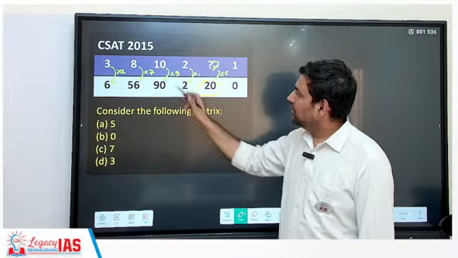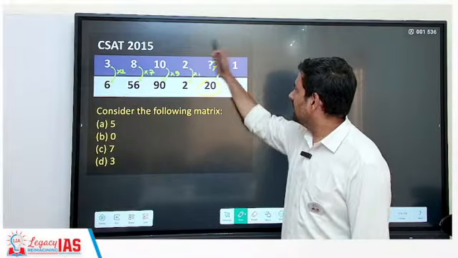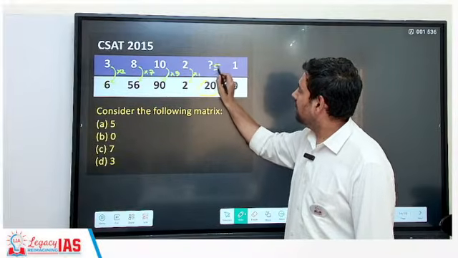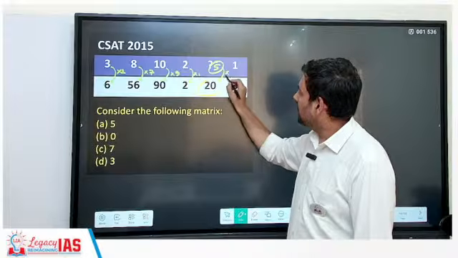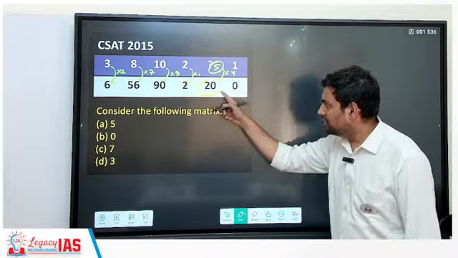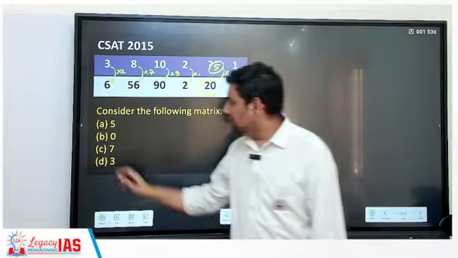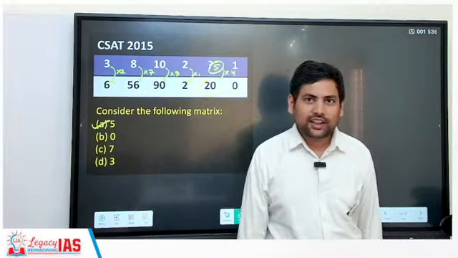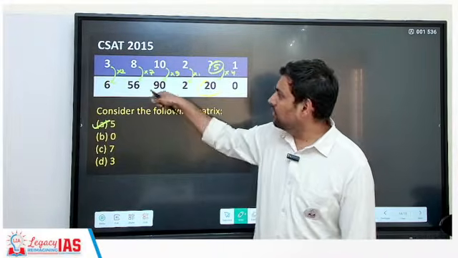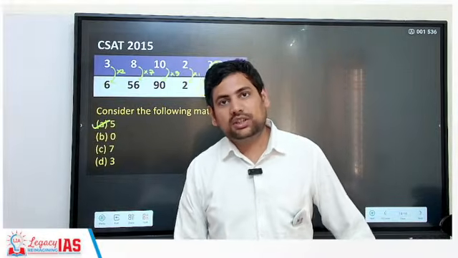Then 3. 3 into 2 is already done, that is 6. So the answer becomes 5, because 5 you will multiply with 4. So 5 into 4 becomes 20. So the answer is A, 5. Understood? Again, you had to look for the pattern in the columns.